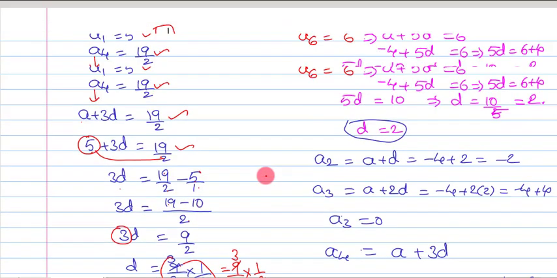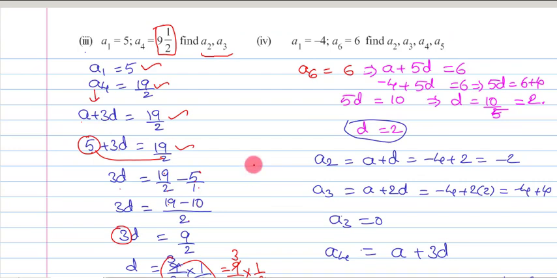Okay. Now let us see the fourth problem in the third bit. In this fourth problem, they have given that the first term is minus 4 and the sixth term is 6, and we need to find out the second, third, fourth, and fifth terms. So a6 is given as 6.